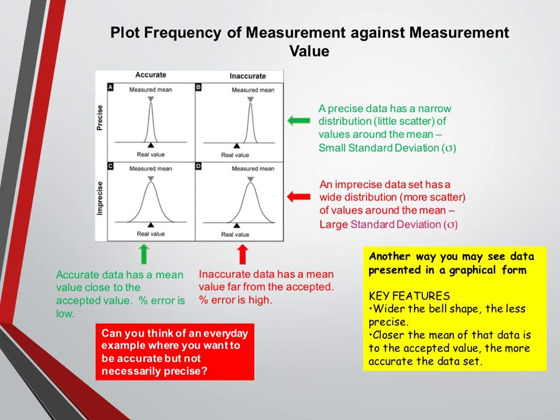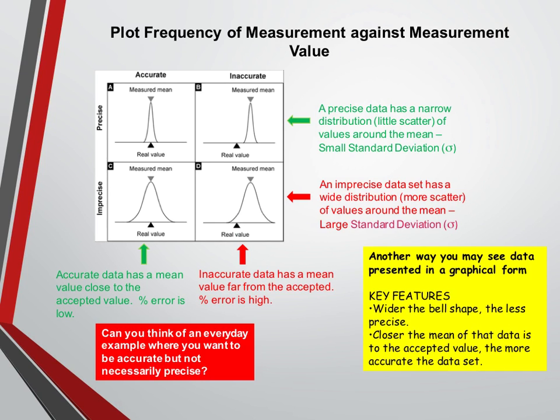And vice versa down here, the mean and the accepted value are close, but our scatter is very wide, so we're going to have accuracy, but not very good precision. And here we have the worst of both worlds. Not only is it not accurate, it's not even precise.